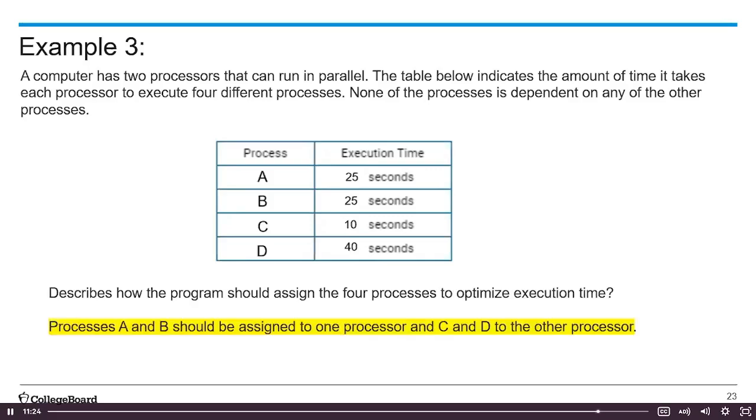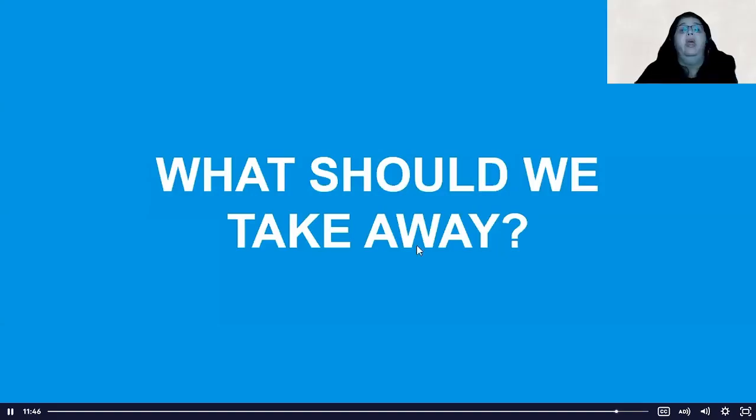So if you look here, A and B should be assigned to one processor, that gives me 50 seconds. And then C and D to the other processor, there I get another 50 seconds. That's where I'm going to get my optimized execution time. So there are actually two over here, two over there, and they happen to finish off both of them at 50 seconds. How cool is that?